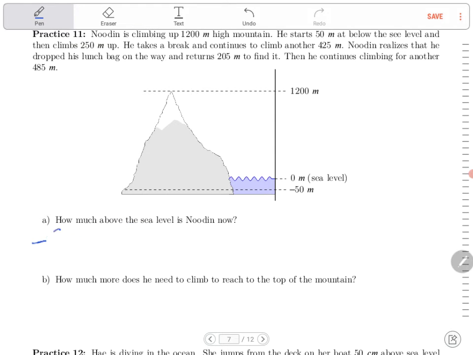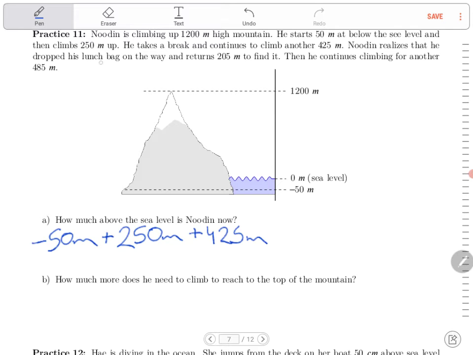So he begins at negative 50 meters. Then what does he do? He climbs 250 meters up. So let's add 250 meters. Then he takes a break and climbs another 425 meters. So we add another 425 meters.